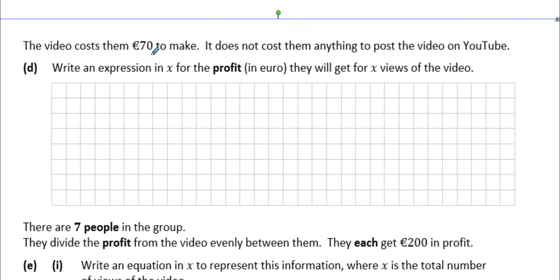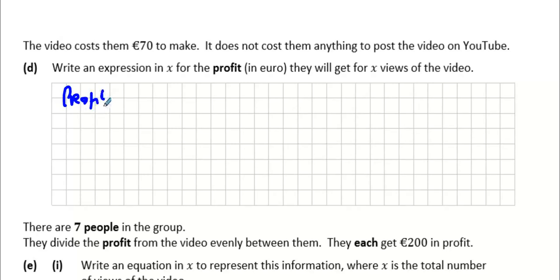The video costs them €70 to make. It does not cost them anything to post a video on YouTube. Write an expression in X for the profit in euro they will get from X views of the video. Profit. Our profit is revenue minus costs. And your revenue is how much money you make.